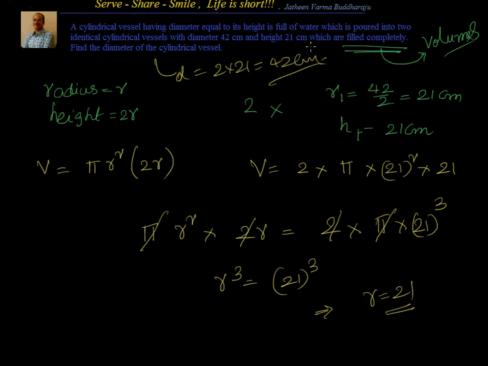So in this problem the key is that once you pour the water into these two identical cylindrical vessels, they are filled completely. That tells me that the volume of the first cylindrical vessel is equal to 2 times the volume of the identical cylindrical vessel in the second case. So we take the volume and equate them in both the cases. We will find that R equal to 21 centimeter or diameter equal to 42 centimeter. We will do one more problem.